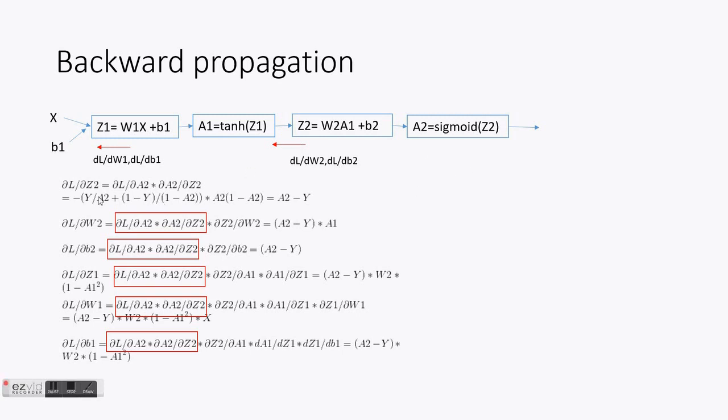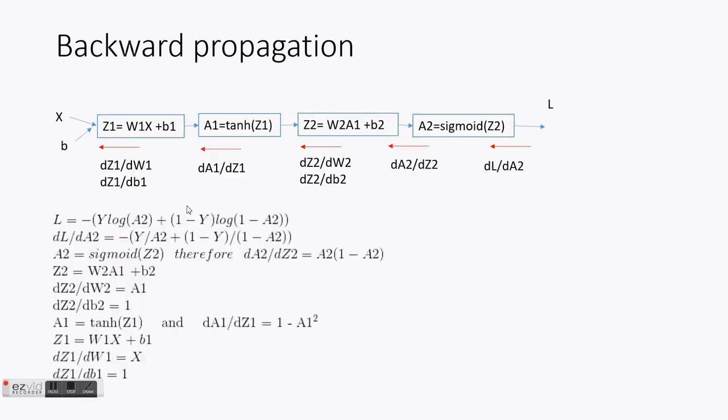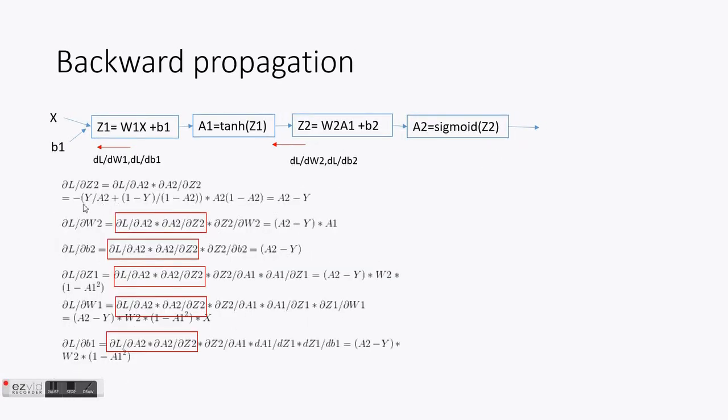∂L by ∂Z2 is equal to, using the chain rule, ∂L by ∂A2 into ∂A2 by ∂Z2. Now ∂L by ∂A2 we already know is equal to minus Y divided by A2 plus 1 minus Y divided by 1 minus A2, into the derivative of the sigmoid, which is A2 into 1 minus A2.